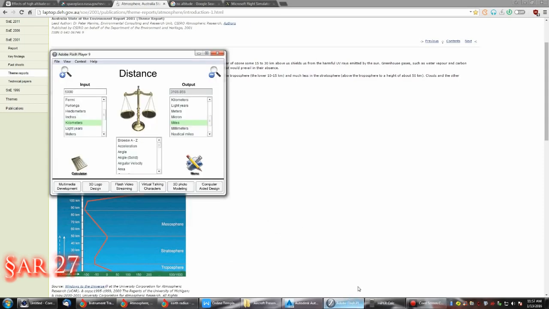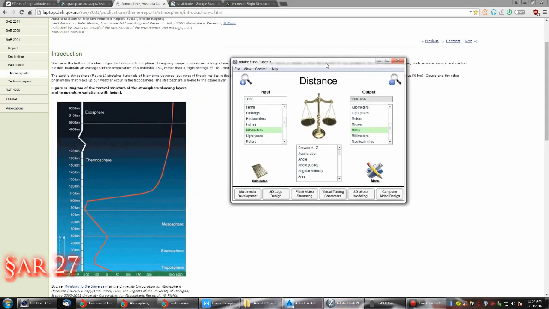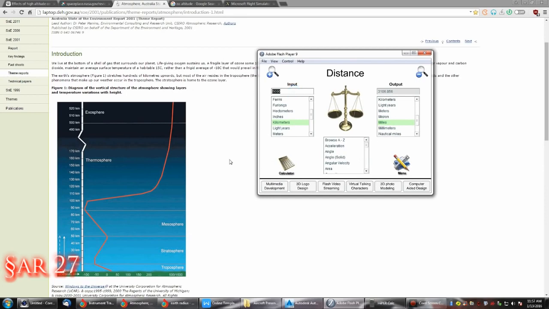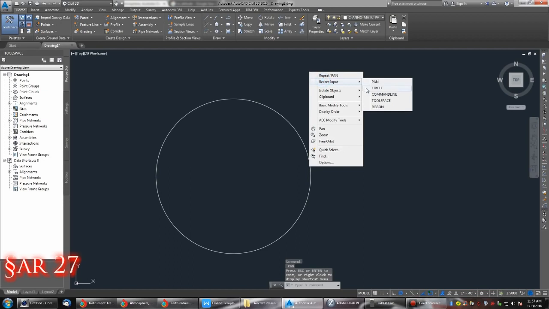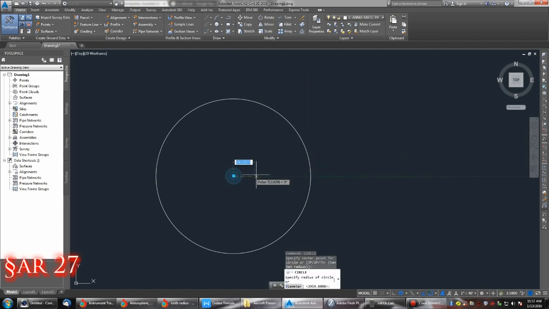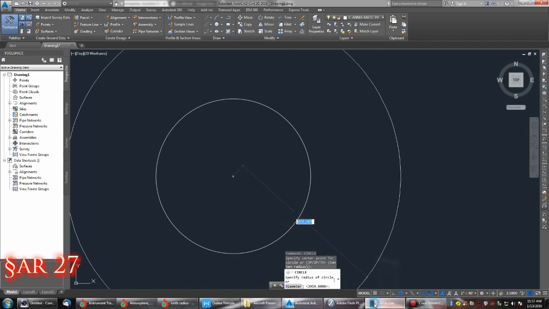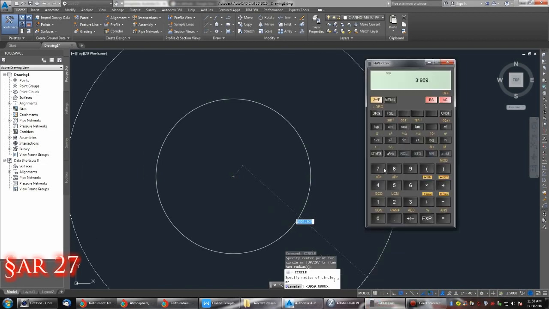I'm going to take my calculator and I'm going to put in, I was working on something else, hold on. That's 500 kilometers, and in miles that's 310 miles. 300.7, let's just do 311 miles. Now, in order to show that here, I'm going to make another circle. Oops. With the radius of, let's take the calculator here, 3959.